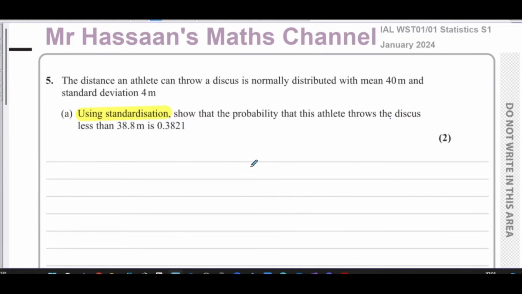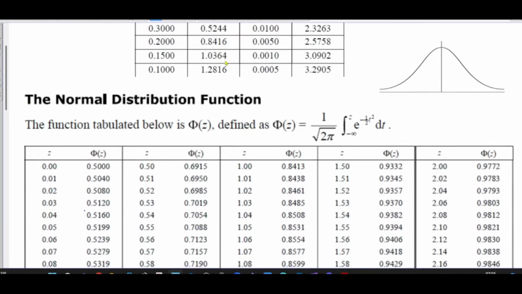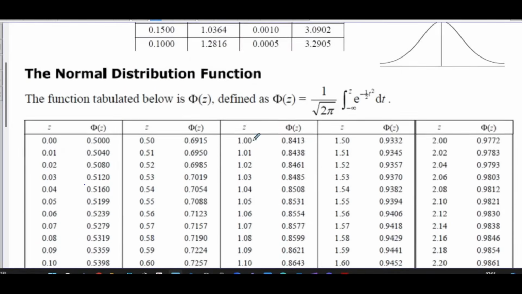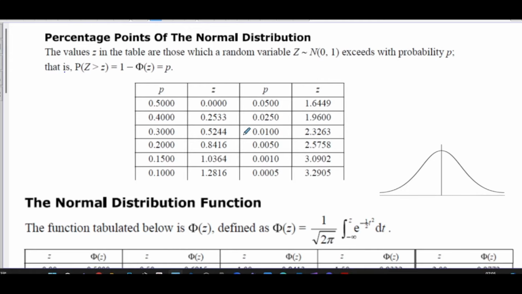So what I'm going to do is show you how to do this using standardization. We have tables of values like this. These ones above here, this one's below there. They're both tables of values based upon the normal distribution that looks like this, where the mean is 0 and the standard deviation is 1.